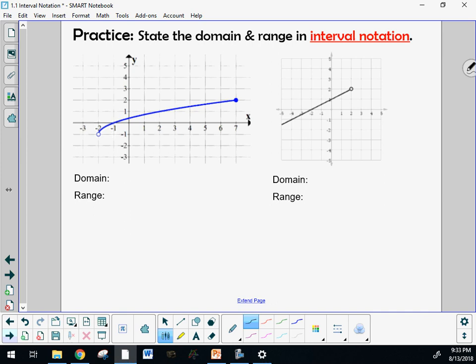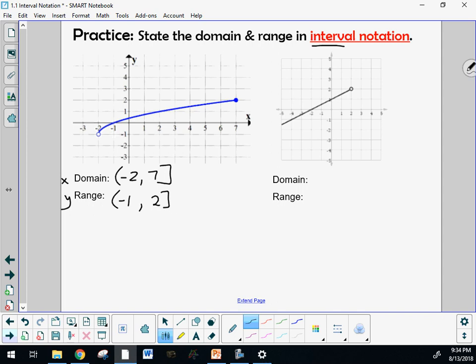So for this first one, we are writing in interval notation here. So we would say that the domain is from -2 to 7. That's left to right. The range is, the lowest value is -1 all the way up to +2.